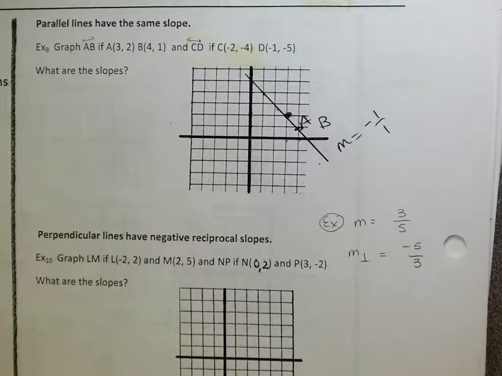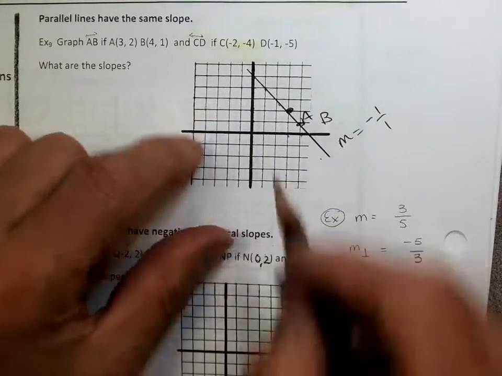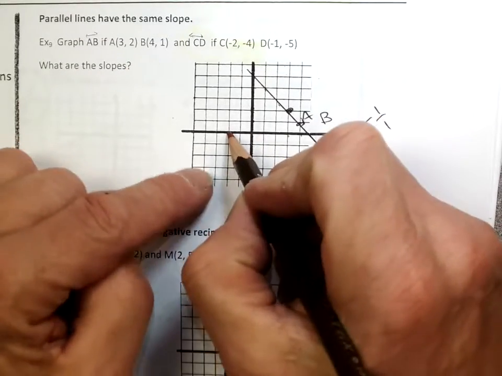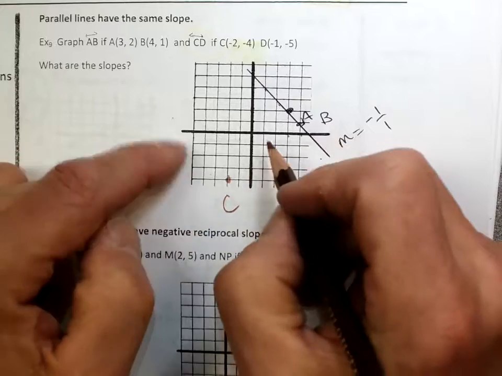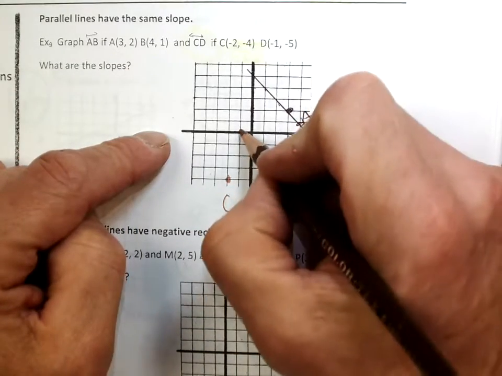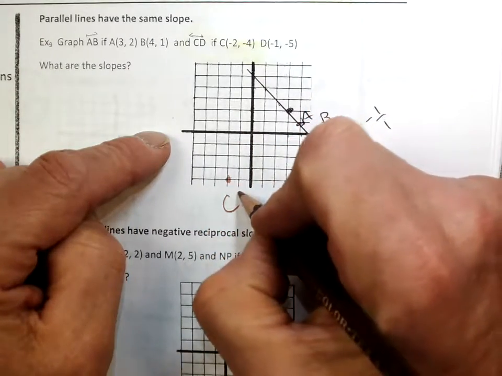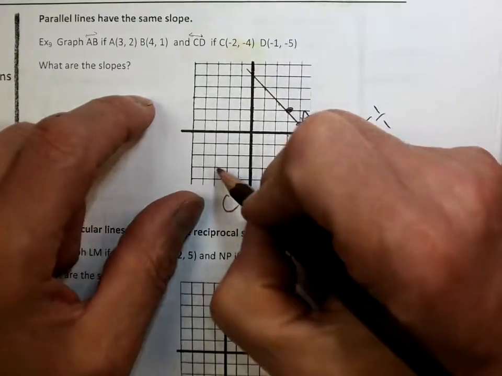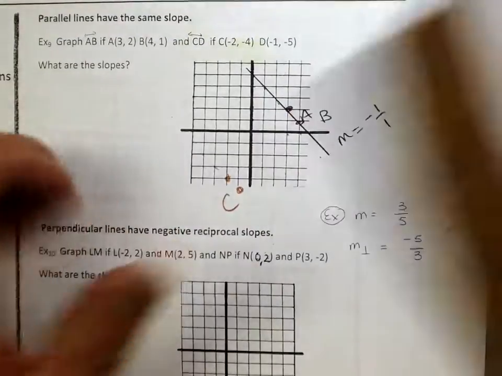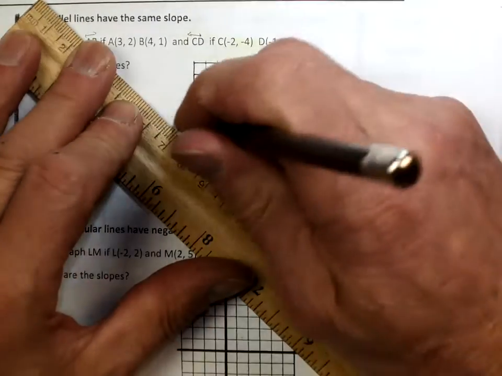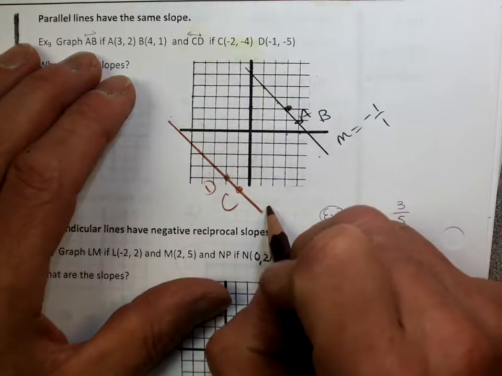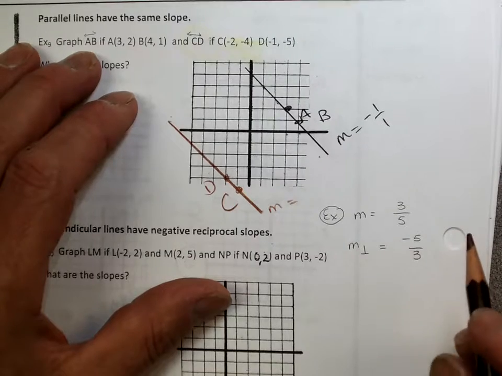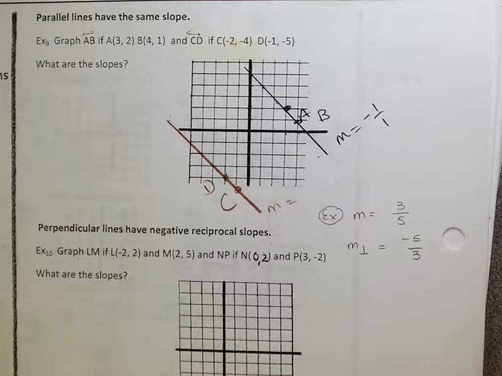CD, let me put CD in a different color so you can see it. CD is going to be at negative 2, negative 4. There's C. D is going to be at negative 1, negative 5. 1, 2, 3, 4, 5. Okay, how's that? What's the slope? Now they look parallel, don't they?